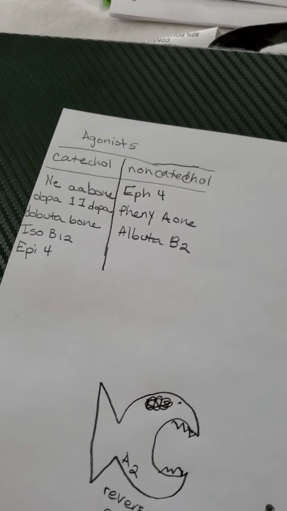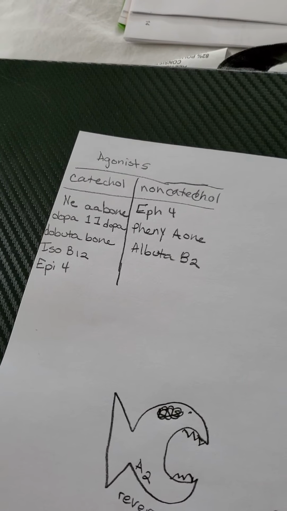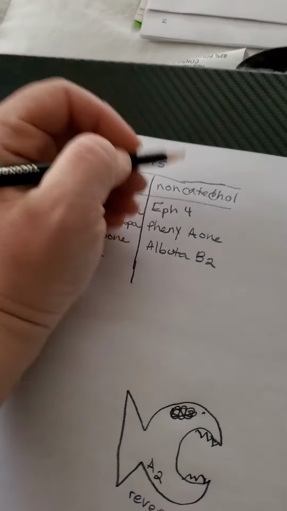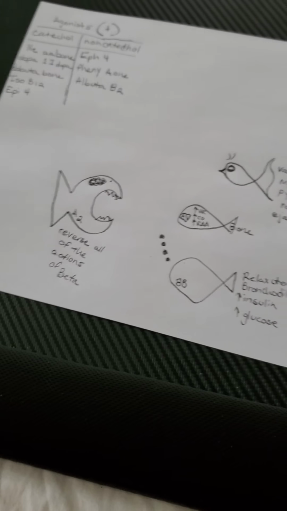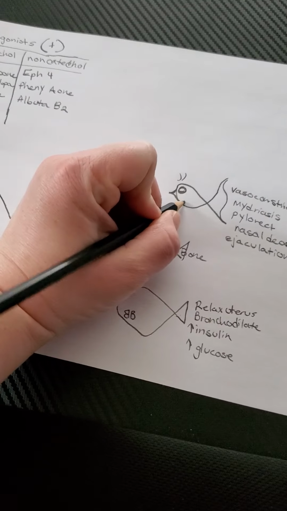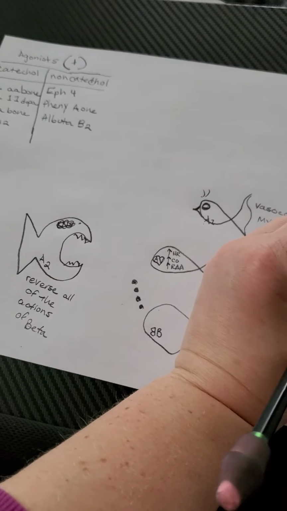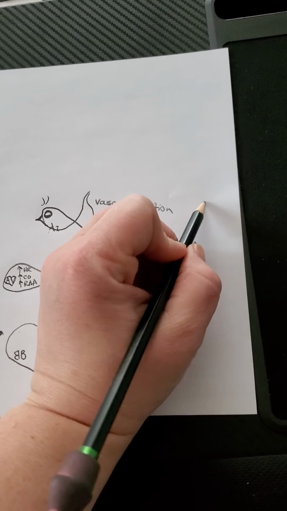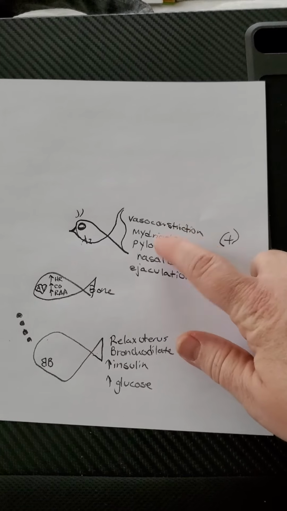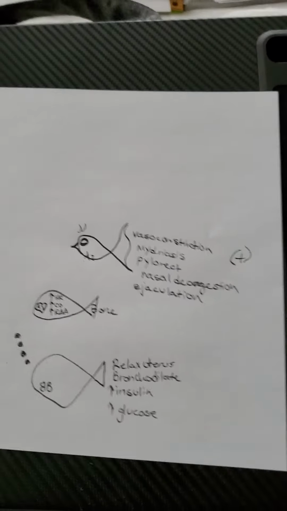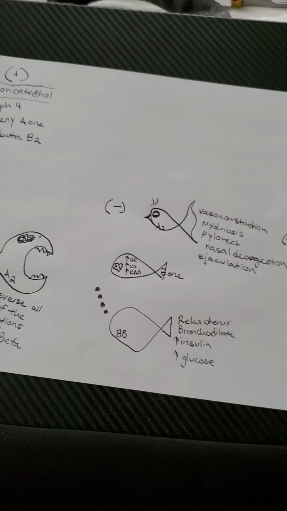So after I write these things over and over again, it's easier to remember it that way. So remember that the agonists increase all of these receptors. So if I have an A1 agonist, I'm going to come over here and write a plus. So agonist is going to increase everything that this fish does. If I have an antagonist to decrease, it's going to decrease everything that these do.